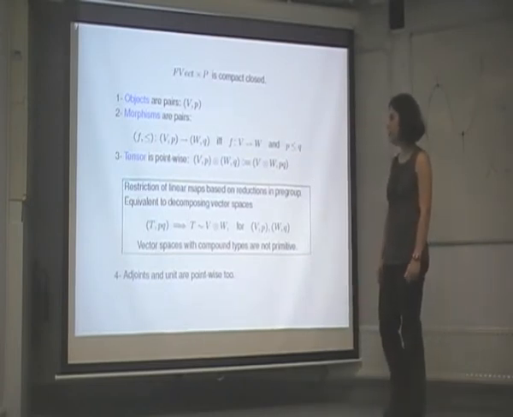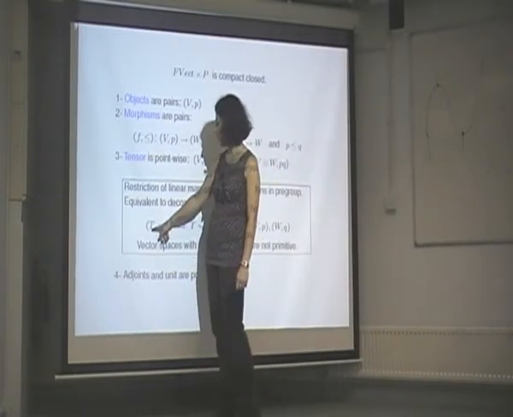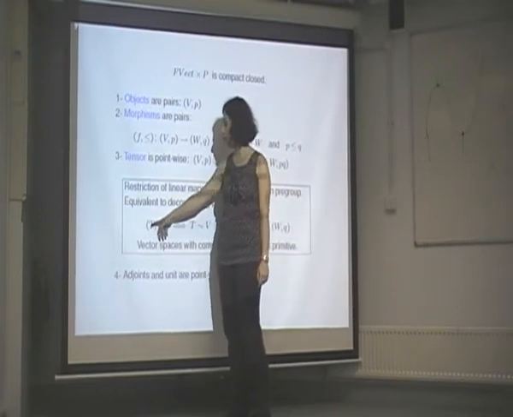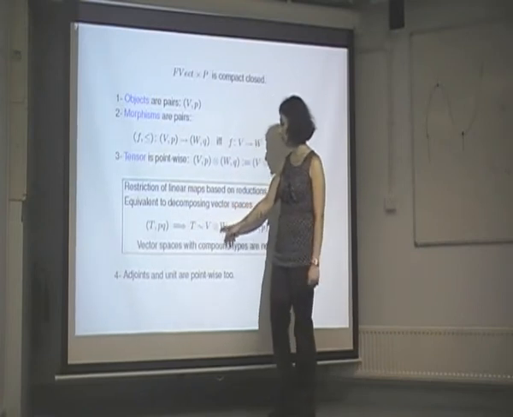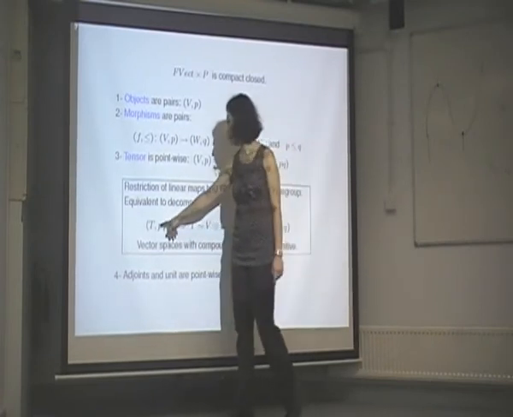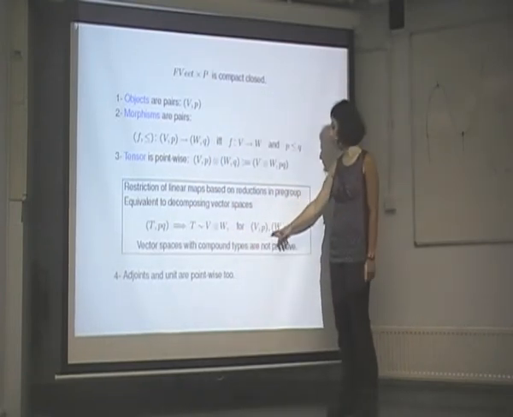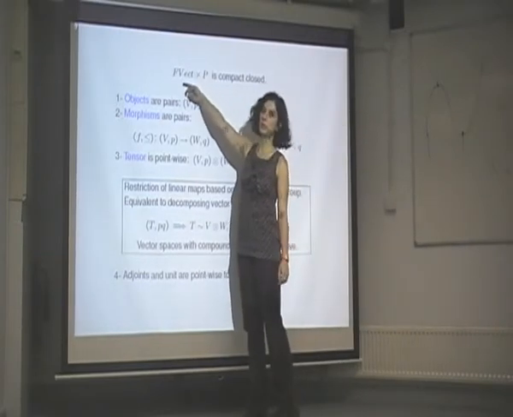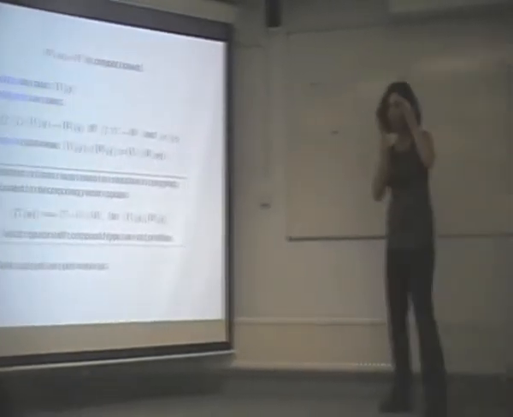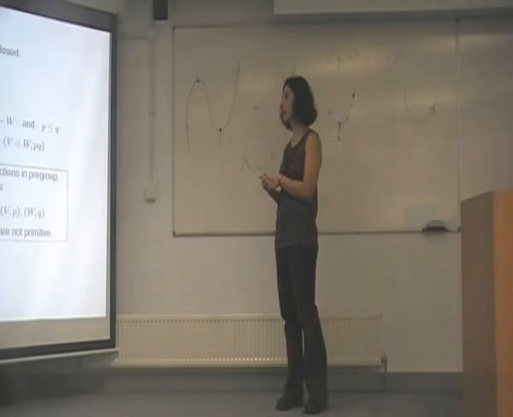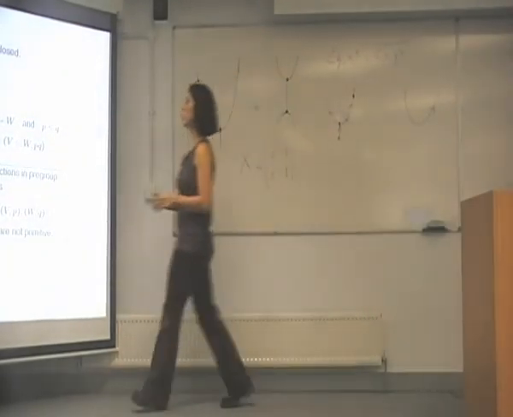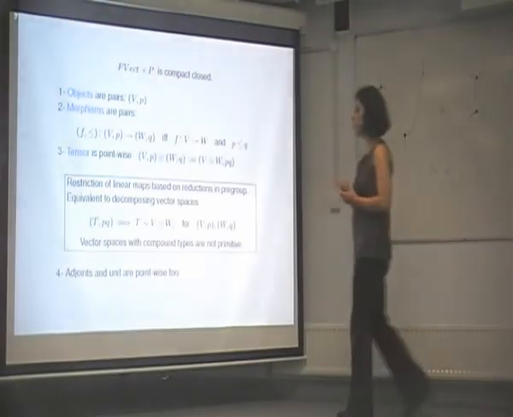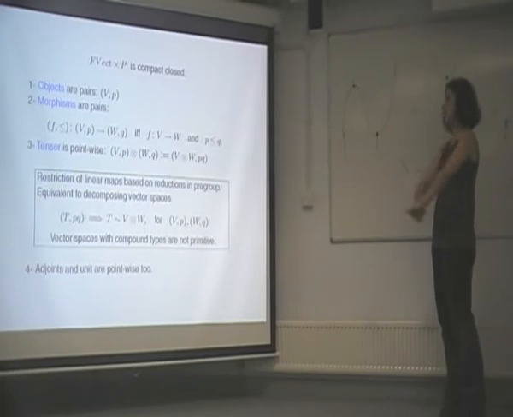Tensor is pointwise, and then we're going to ask that if you have a vector space whose type is composite, then you should be able to decompose this vector space into two vector spaces, each of them corresponding to one of these. So V should be of type P and W of type Q. This is a restriction. As if we are working in the image of a functor from this pregroup to this category. So we mimic closely, 100%, the things that are dictated to us by the pregroup. Don't have a composite object if they don't have composite types. And adjoints are unit and everything else is pointwise.